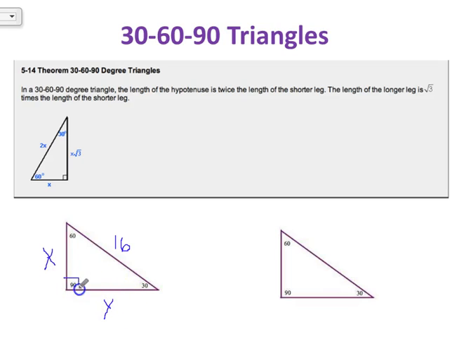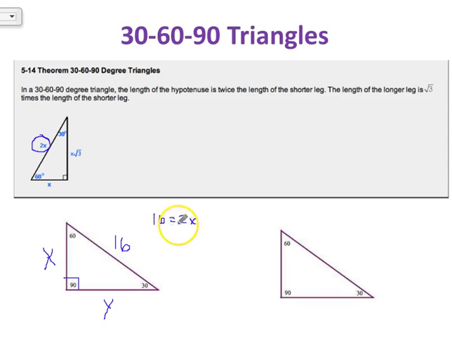There we go. So there's our 90-degree angle. Alrighty, so let's go back up here. So we're given the hypotenuse, right? The hypotenuse is always represented with 2x. So all we need to do is say, okay, well, 16 equals 2x. That way we can solve for x.